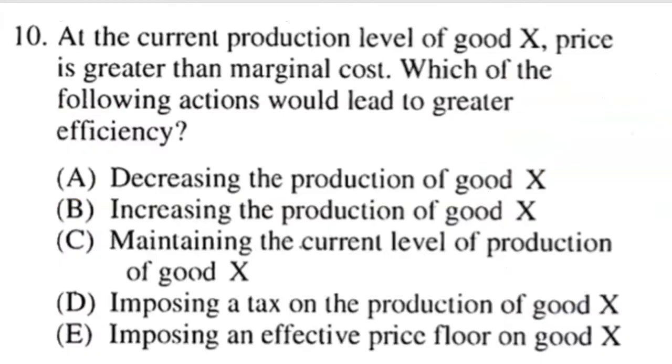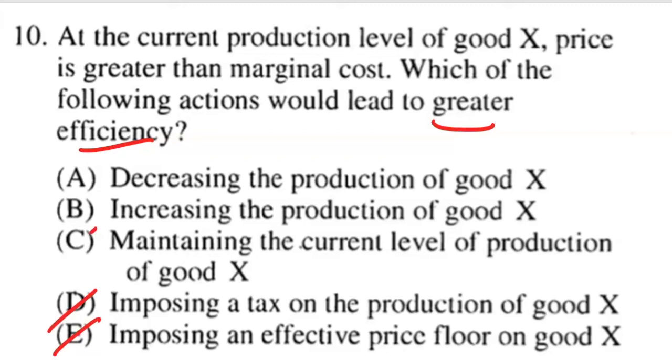All right, question number 10, or the second question number 10. At the current production level of good X, price is greater than marginal cost. Which of the following actions would lead to greater efficiency? Okay, so here, anytime there is a tax or government intervention, it creates deadweight loss, right? You guys should remember that from Unit 2. So greater efficiency, deadweight loss is just inefficiency. So D and E is incorrect.